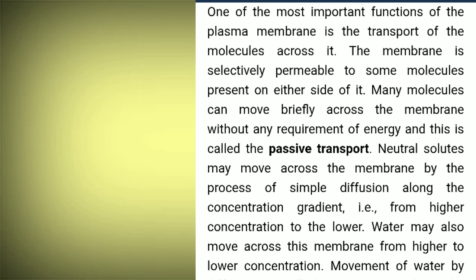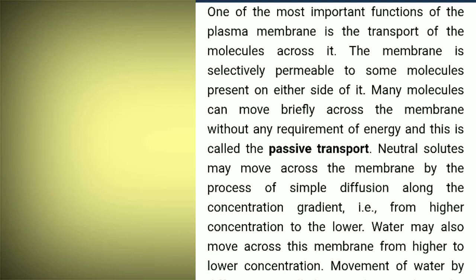Along with that, neutral solutes may move across the membrane by the process of simple diffusion along the concentration gradient, that is from higher concentration to lower concentration. So here the transport can take place with solutes also. And what type of solutes are they? These are the neutral solutes. This also takes place by the same process, which we call simple diffusion, where the flow of material takes place from the region of higher concentration to lower concentration.